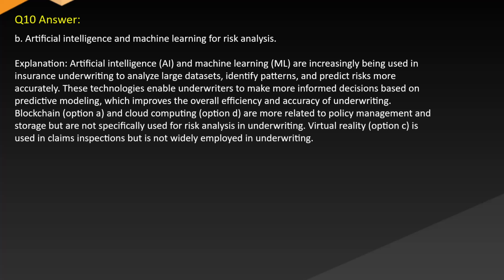of underwriting. Blockchain, option A, and cloud computing, option D, are more related to policy management and storage but are not specifically used for risk analysis in underwriting. Virtual reality, option C, is used in claims inspections but is not widely employed in underwriting.